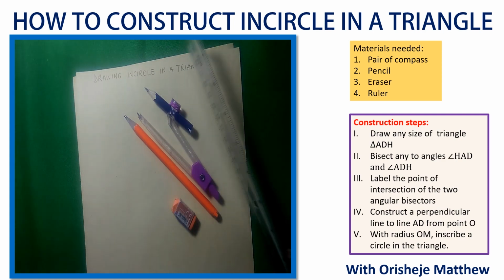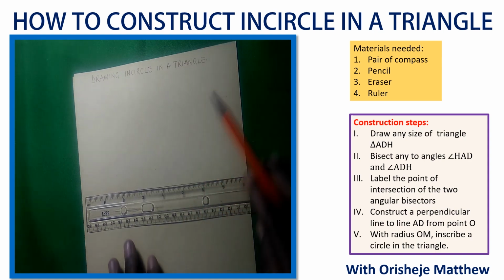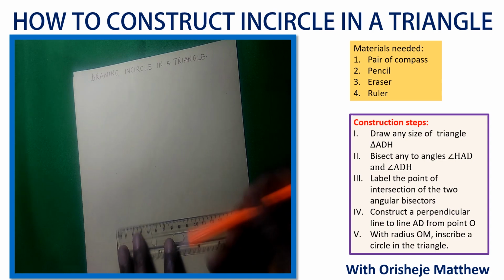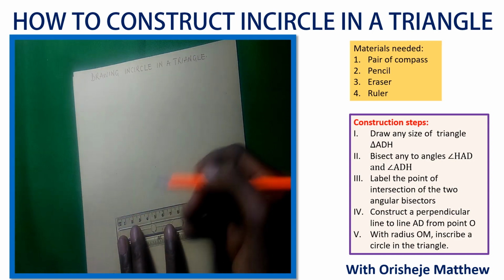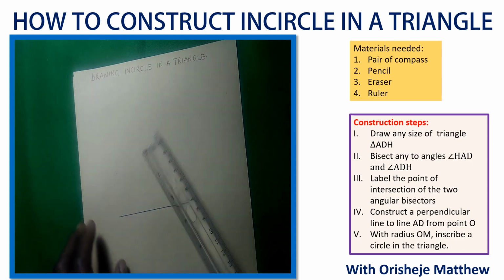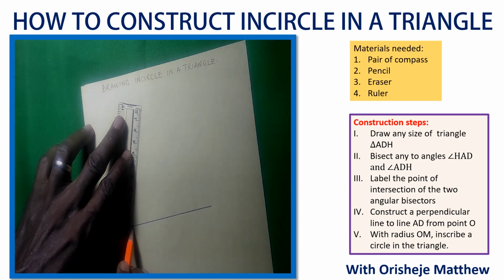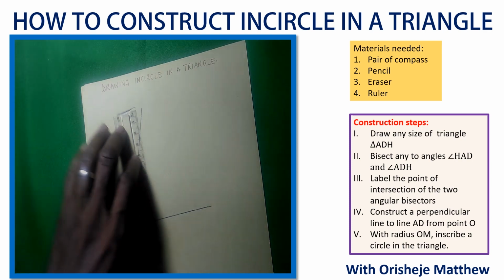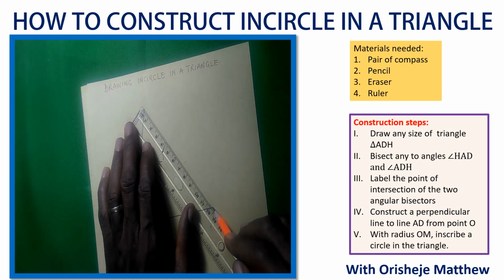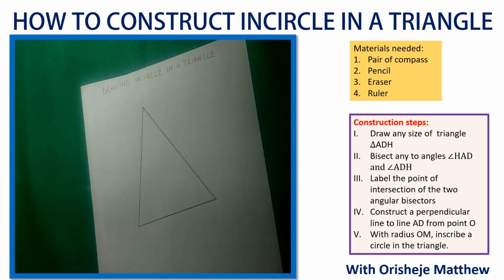So let's get started. Take your ruler and draw any size of triangle. I'll just draw any triangle here. I'm not particular about the type of triangle, just any three lines enclosing an area. So with that, we have our triangle.